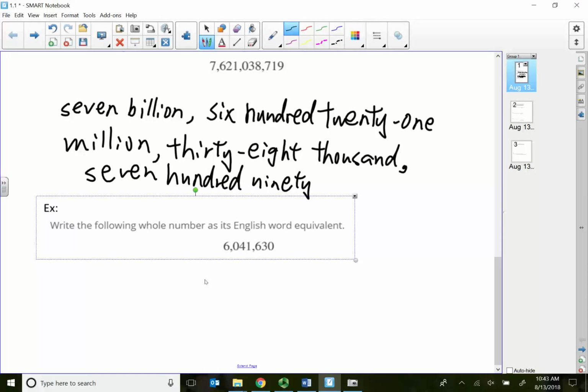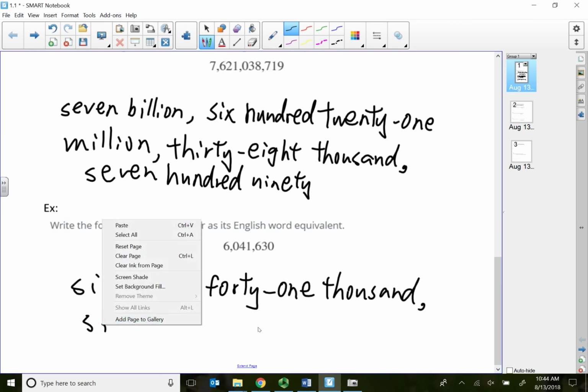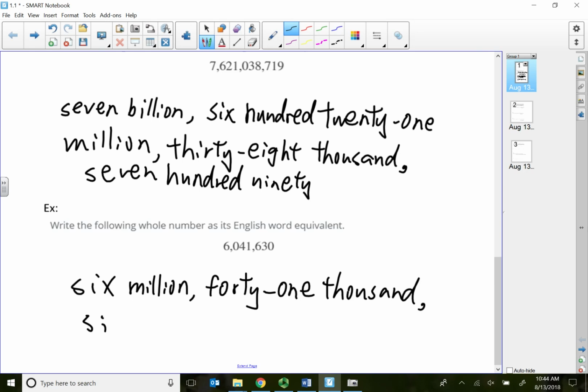So one more example, English word equivalent. I think the 6 is located in the millions group. So that will give me 6 million, comma, 41, and then the group name, thousand, 600, oh Lord, sorry about that, I'm touching the keypad. 630.